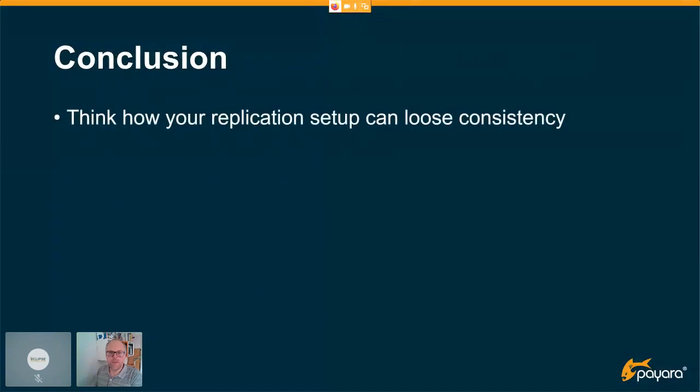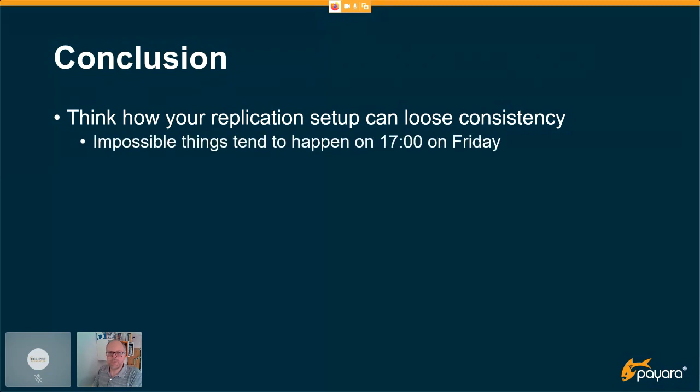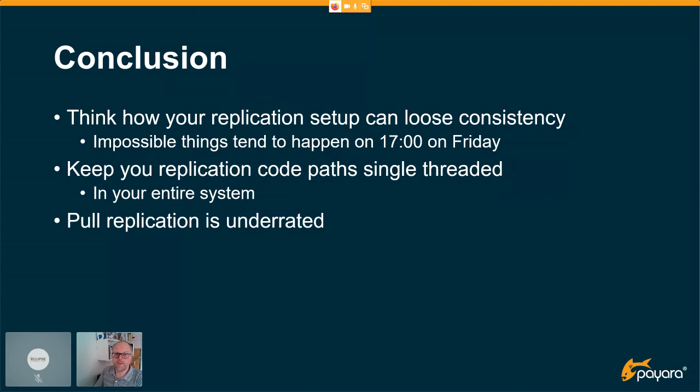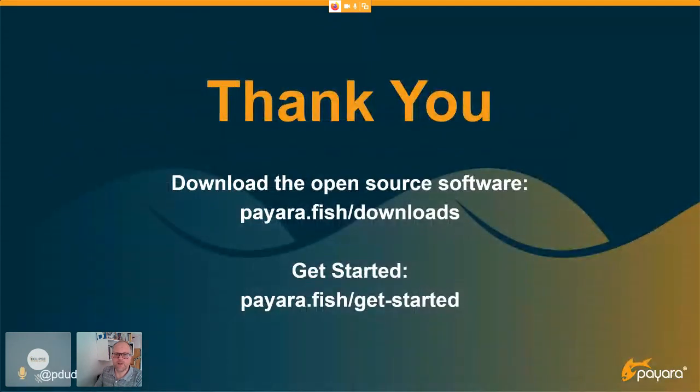All right, so in conclusion, think very carefully, whichever of those approaches or combinations of those approaches you are using, about what can happen so you would lose the consistency of your data. Because, yeah, those things always happen on Friday afternoon. If possible, keep your replication code paths single-threaded, not only within your process, but within your entire domain, or very carefully sharded according to the business key so that you are not changing the same entity in two threads. And I think this approach of using pull replication is really underrated, as it is simple and one of the most consistent ways to get data between two systems. So thank you.